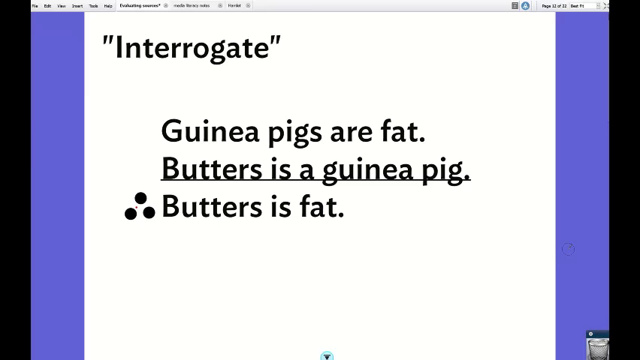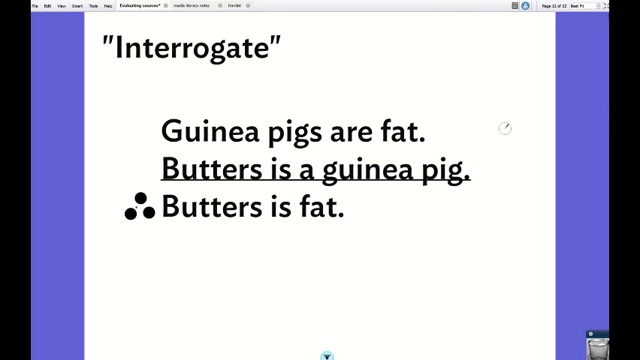If we had an argument mapped out in this way, we have our premises: guinea pigs are fat, Butters is a guinea pig. If these two premises are true, then this conclusion must be true. If guinea pigs are fat and Butters actually is a guinea pig, then Butters is definitely fat. When we are trying to evaluate an argument, it's important that we not just challenge that conclusion at the end. We might be tempted to just say, no, he's not fat, which, by the way, he is. But pretending that we have an argument about this.